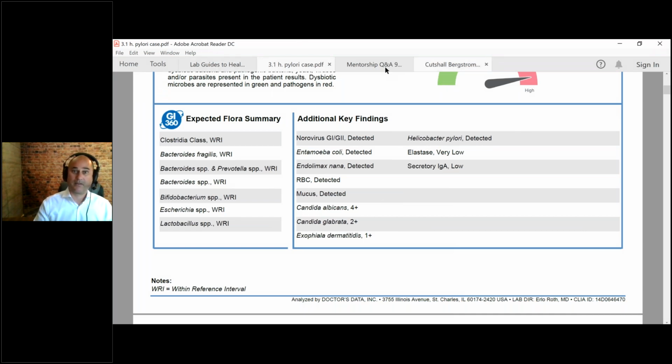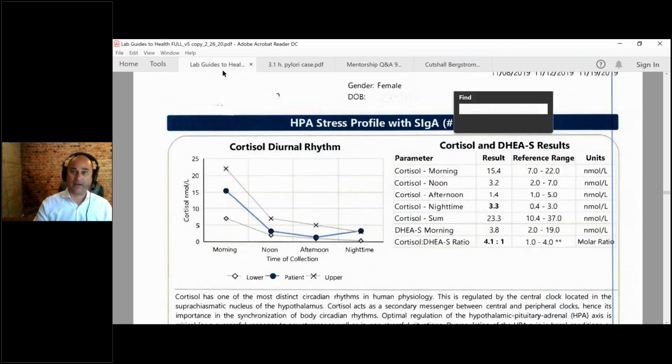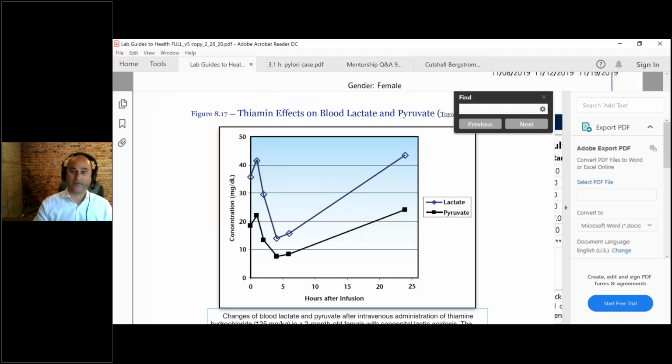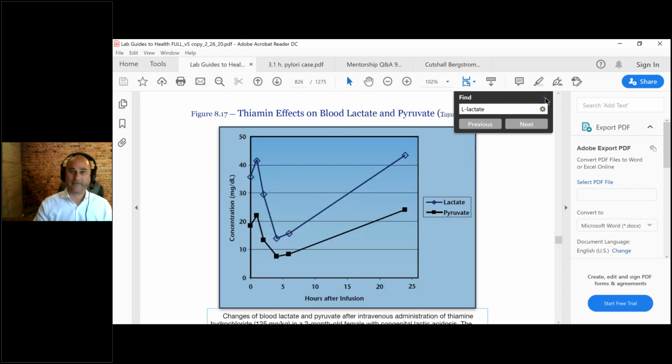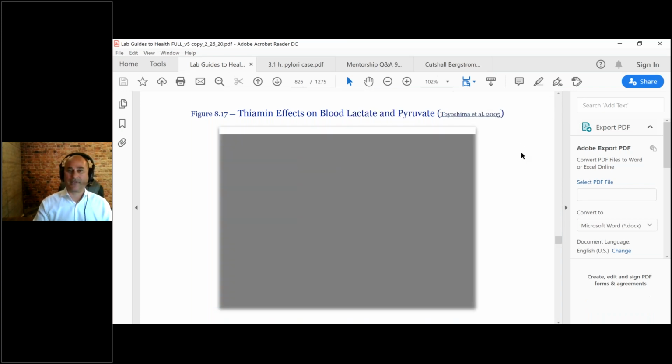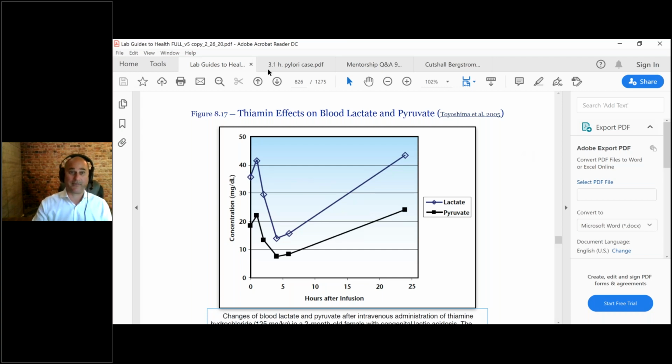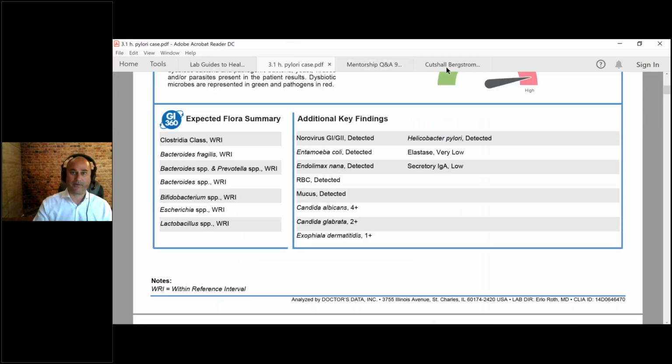All right. So let me go in and take a few questions now. Oh, I don't think you need to see that, do you? That's a little complicated. Thiamine effect, this is what I was studying this afternoon. This is a really interesting subject, but it's not what we're talking about. Thiamine's effects on blood lactate and pyruvate. That is super cool. Okay, let's get back to where we were here though.